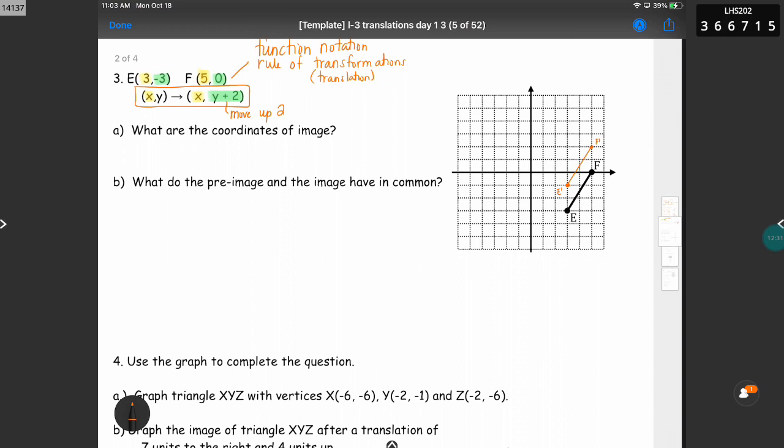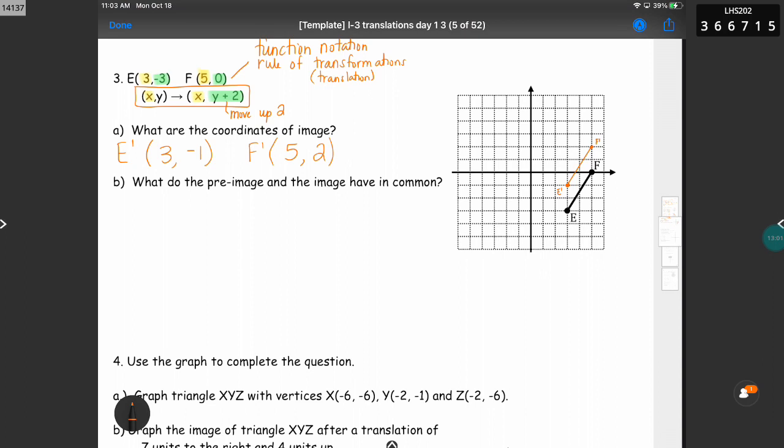Okay? What are the coordinates of the image? So my x for E prime is going to remain the same: 3, negative 1. And the y, I'm going to add 2 to it. So 3, 1. All right, what about F prime? My x of 5 will stay the same, and my 0 will go to 2. So 5, 2.